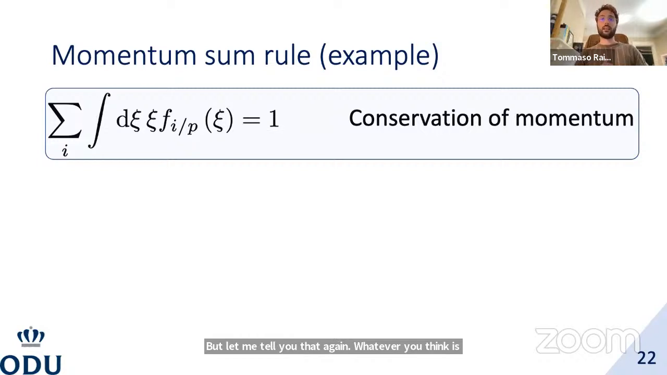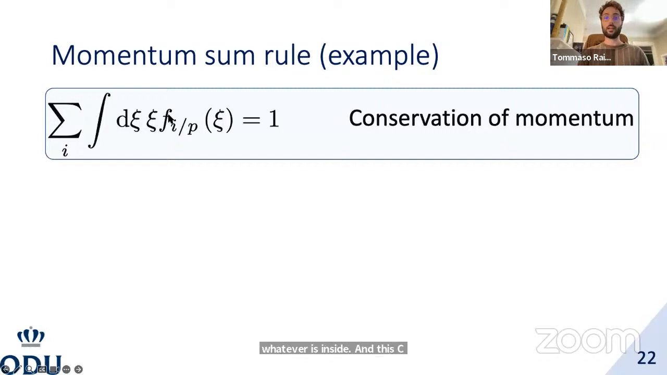In fact, I've mentioned already that because of momentum conservation, these PDFs have to satisfy what we call the momentum sum rule. This is another formula, and I'm going to explain what it is. This long line here means that I'm summing over whatever is inside, and this C times F is just the distribution of the momentum. So if I sum over everything, I should expect the average of that momentum.